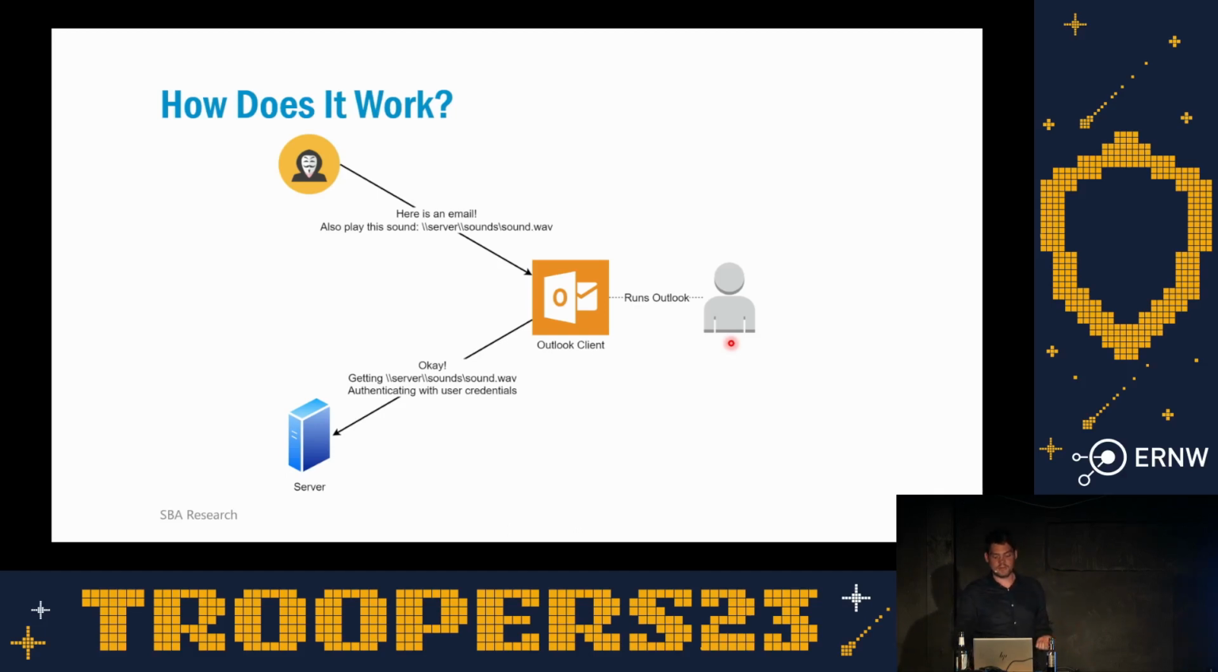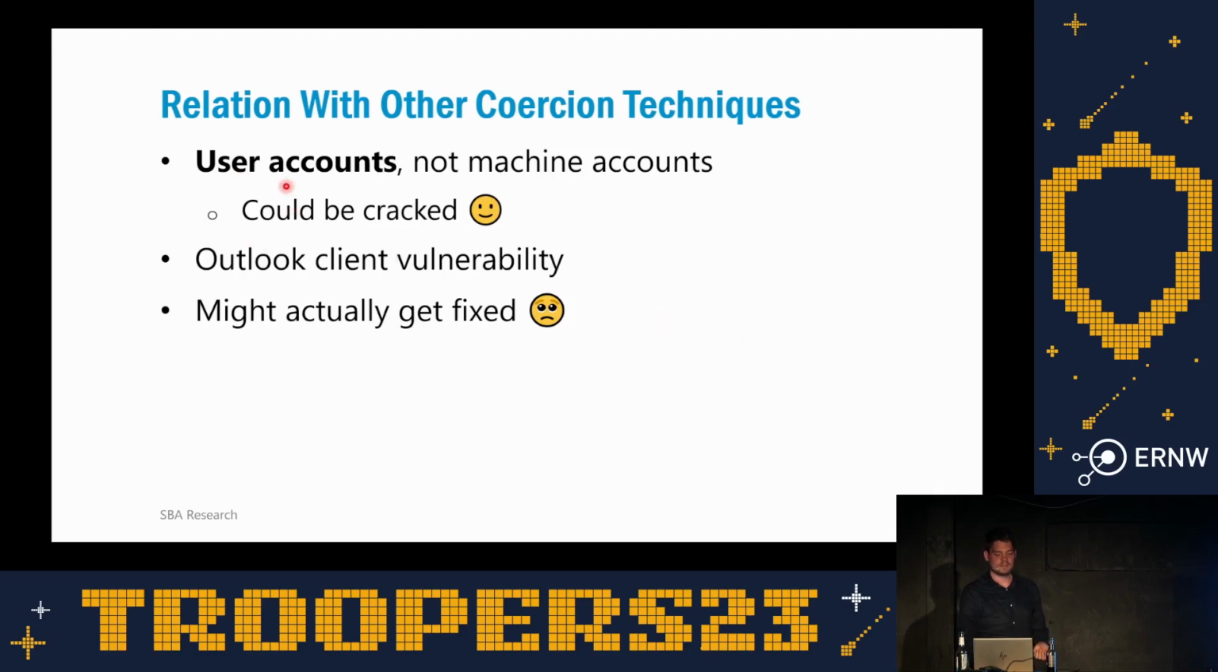So this is quite bad, of course, because we are talking about user accounts. They could be cracked, depending on your password strength, of course, but again, weak passwords can be cracked, and user passwords are definitely weaker than those very long, very random machine account credentials. The other difference to what we had before, this is really a vulnerability. This is a vulnerability in the Outlook client, and it might actually get fixed. I mean, it doesn't really look like it anymore because I haven't heard anything about it in the last 2 months, but let's see about that.